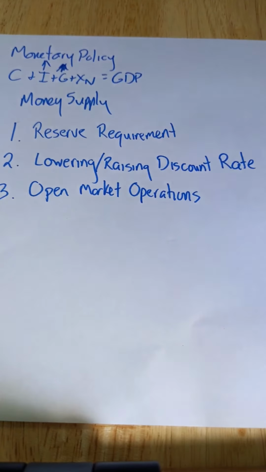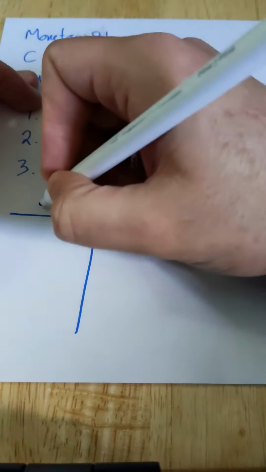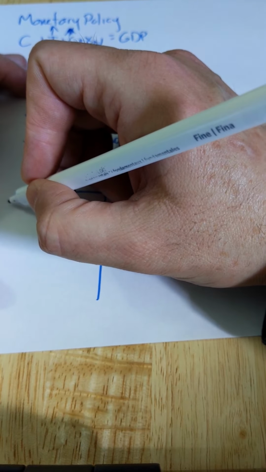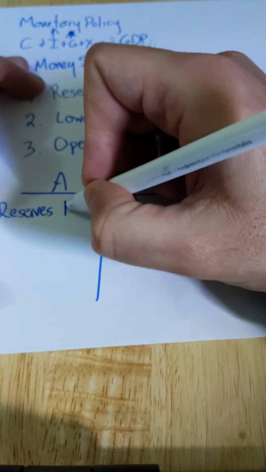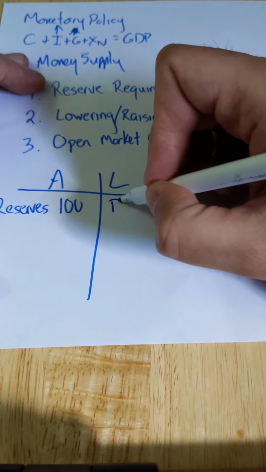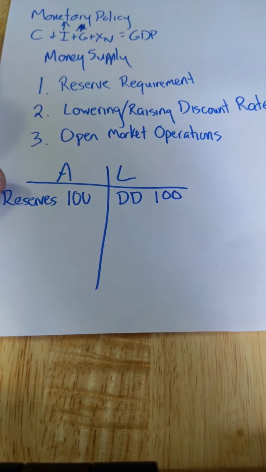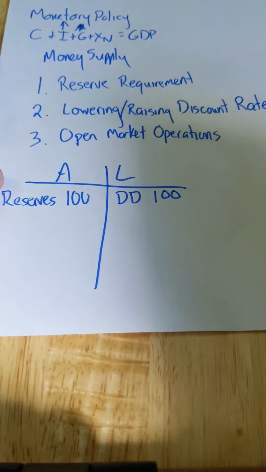The reserve requirement is actually how much money banks have to keep in reserve. If we look at a balance sheet for a commercial bank, we have assets and liabilities, just a basic balance sheet. Let's say that we have reserves of 100 and demand deposits of 100. Nice and simple, nothing complicated. All right, the bank would like to loan out this $100, all of it, if they could, because they can charge interest on that.